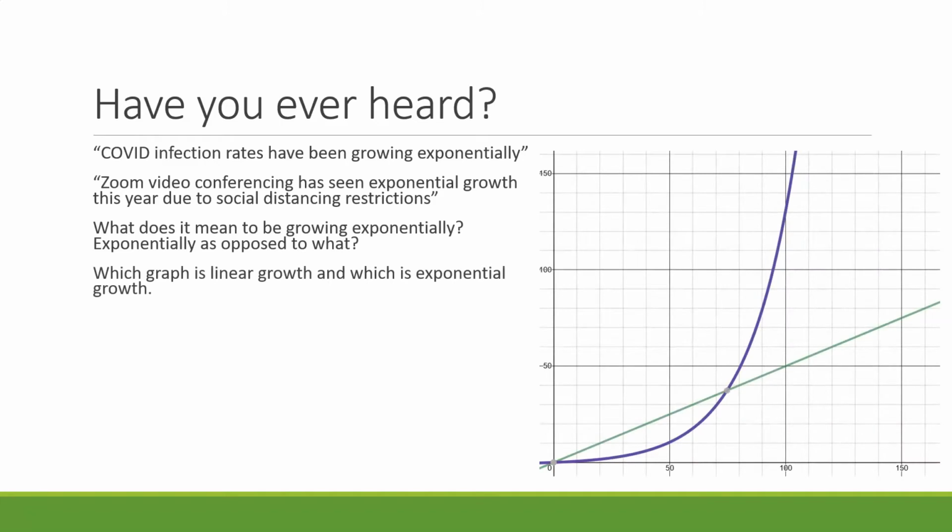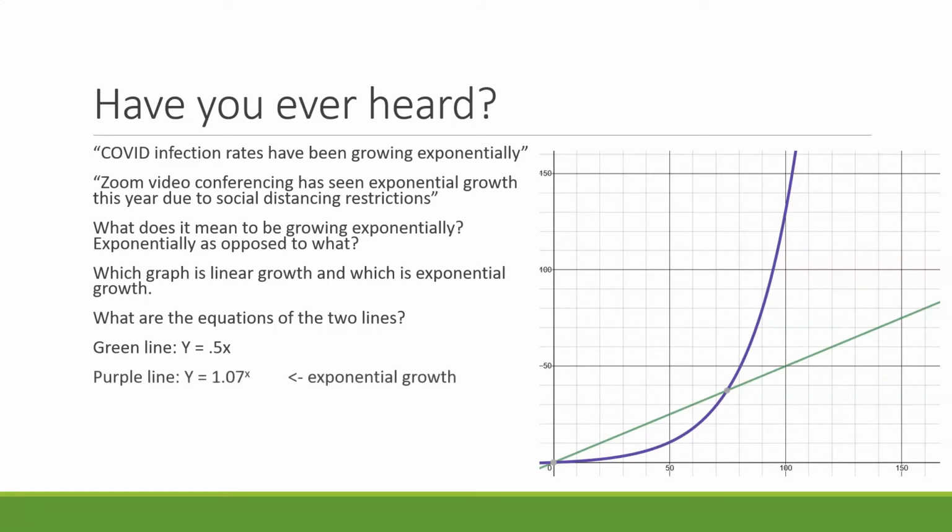We've got two graphs here. Which graph is linear growth and which is exponential growth? What are the equations of the two lines? In this case, the green line is y equals 0.5x, or y equals half x, which you'd probably recognize as being in the y equals mx plus b format, or y equals ax plus b format.